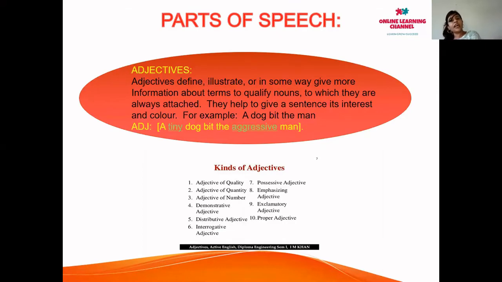Right? You've got different kinds of adjectives. You've got the adjective of quality, adjective of quantity, adjective of number, demonstrative adjective, distributive adjective, interrogative adjective, possessive adjective, emphasizing adjective, exclamatory adjective, and your proper adjective.